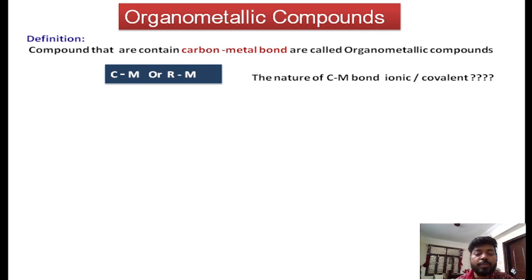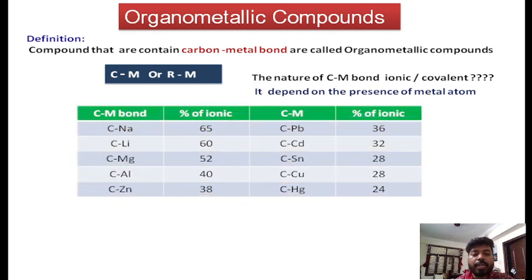So what is the nature of this carbon-metal bond? Is it ionic or covalent? It depends on the metal atom. We can see in this list sodium, lithium, magnesium, aluminum, zinc, lead and mercury bonded with the carbon atom, and it shows the percentage of ionic character. Carbon and sodium is 65% ionic, lithium is 60, and magnesium is 52%.